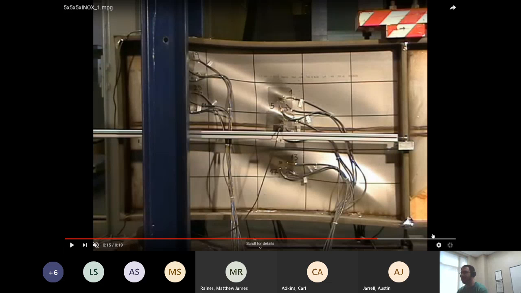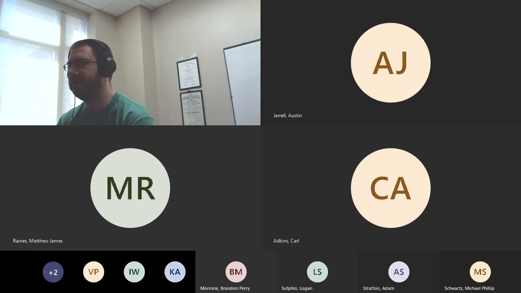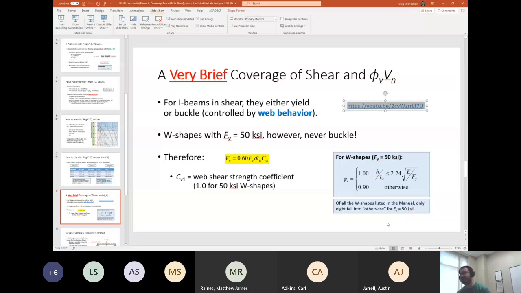Now let me go back to the notes, because I want to talk a little bit just about the equations, just so that everybody can see this. So this is the slide. First off, I want to just make sure that everybody's clear. This is an incredibly brief coverage of shear. I'm not giving this topic justice at all. I could spend weeks talking about shear. We just don't really have time.